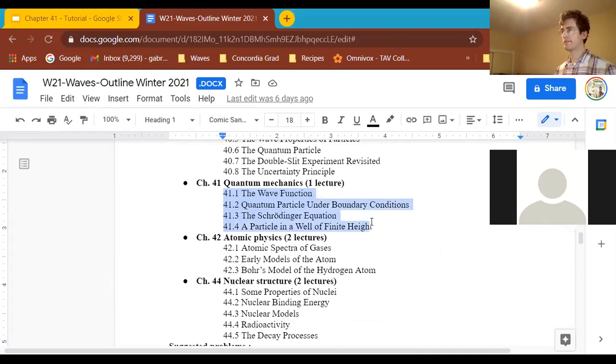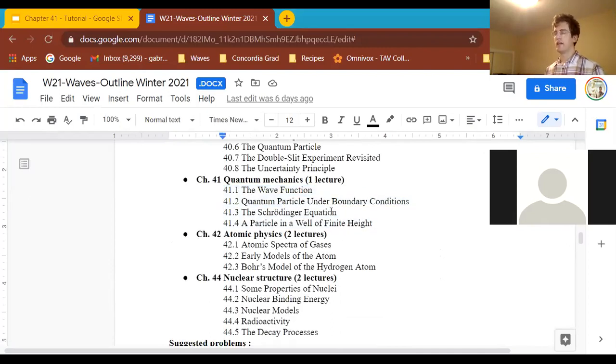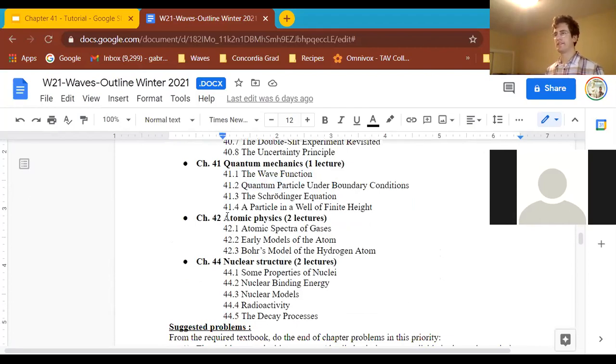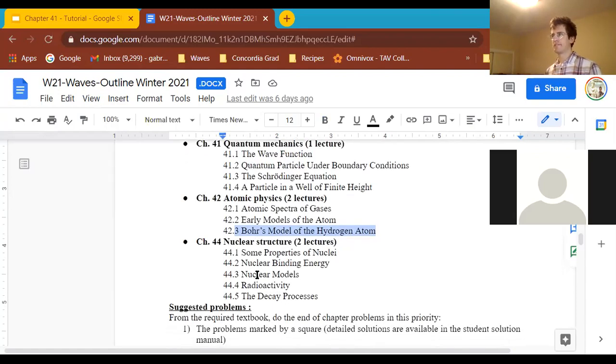I talked about chapter 41 for Wednesday, and so next week, I'll put up stuff for chapter 42 and 44. I'm going to straight up tell you that the biggest stuff we'll do for the tutorials is the Bohr's model of the hydrogen atom. So that's the energy levels of hydrogen. It's probably the most important stuff. So it's probably a big hint as to what I'll ask you.